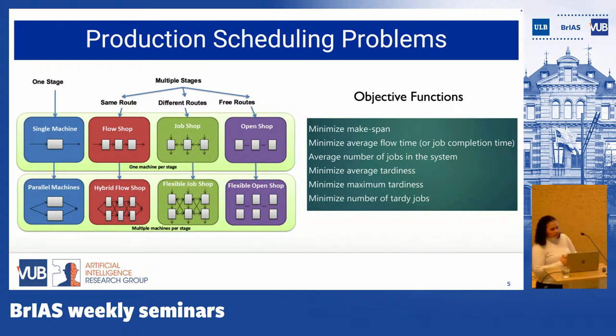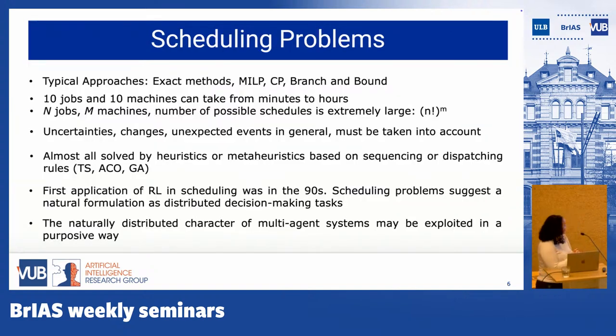Typical objective functions that we can find when working in manufacturing scheduling are to minimize what is called the makespan, that's the completion time for all the tasks. You could also want to minimize the average flow time, the time the jobs spend in the system, or the average number of jobs in the system. And if we also work with deadlines or due dates, we could want to minimize the average tardiness, or the maximum tardiness, or the number of tardy jobs in the system.